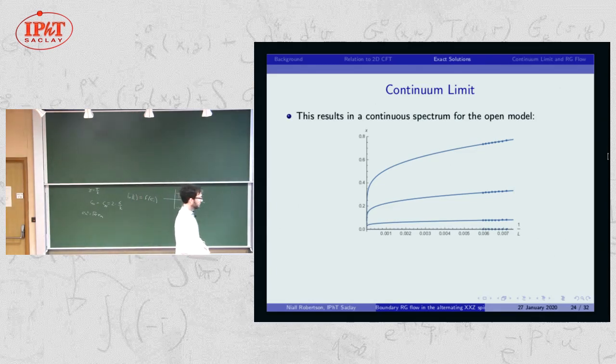So this might be a logarithmic non-compact CFT that you're building. That seems to be the correct interpretation, but the only concrete statement I can make is that the Hamiltonian is not diagonalizable when it's open. Okay.